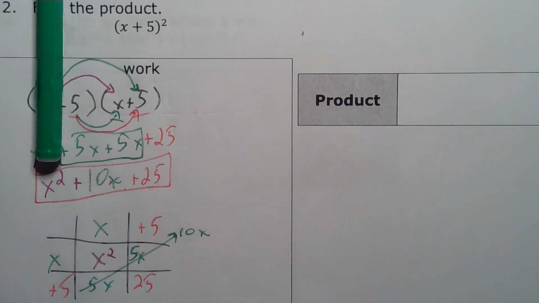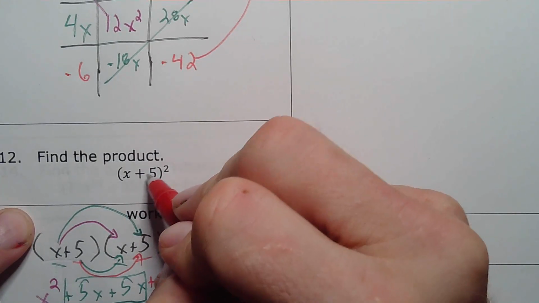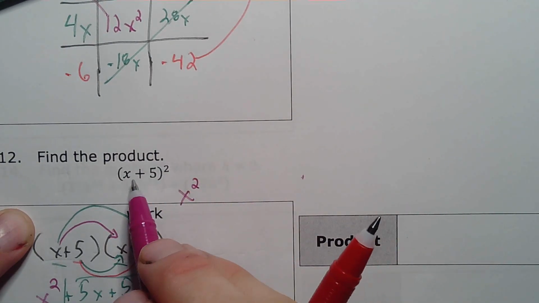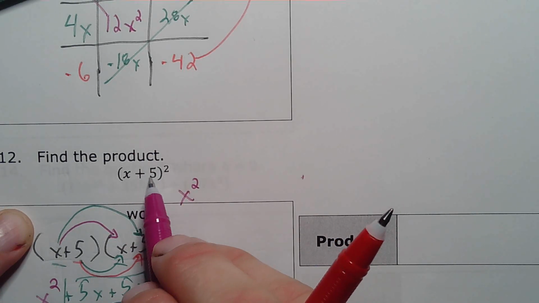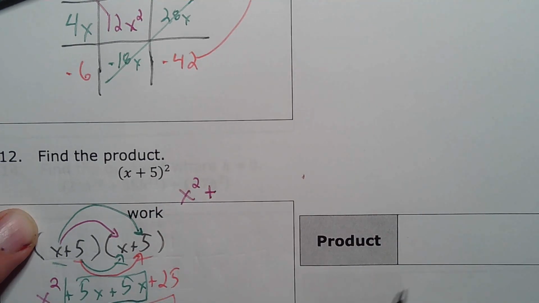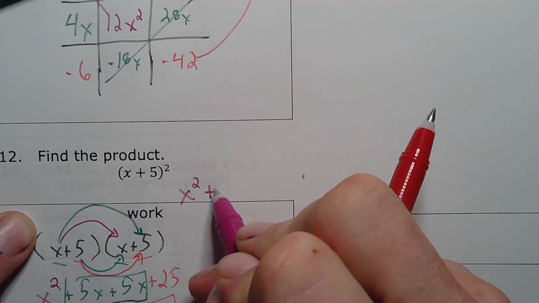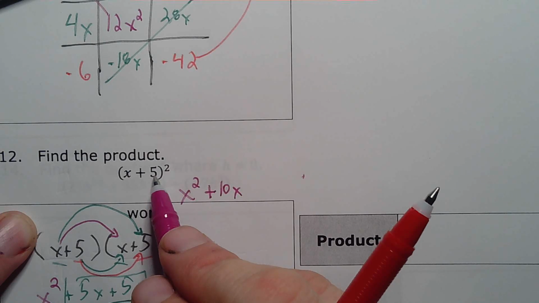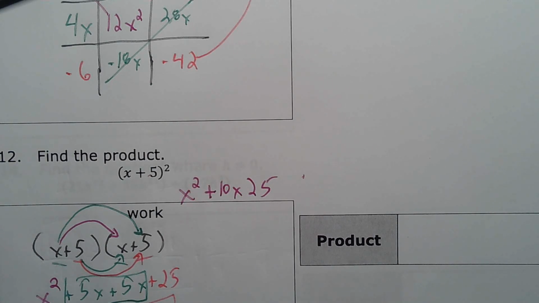Okay, so finally, another way to do something squared is, you're going to take the first term and square it. Take the sign of the constant and duplicate it. Then multiply the two together and double it, which is going to be 10x. And then square the second term, 25. That's a quick way to do it.